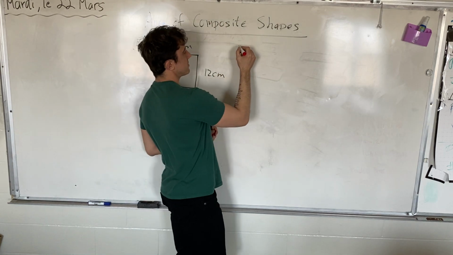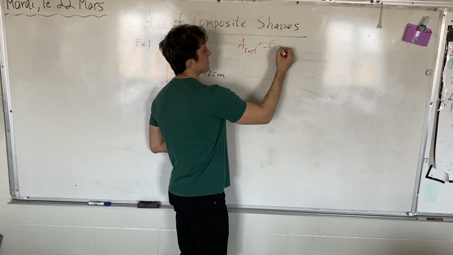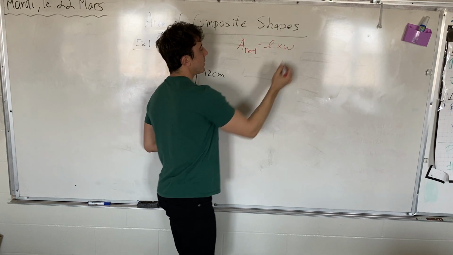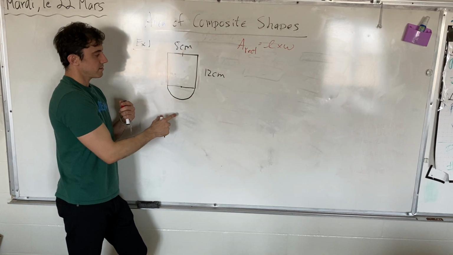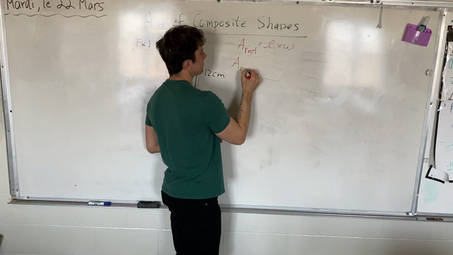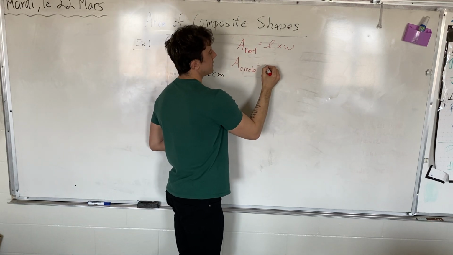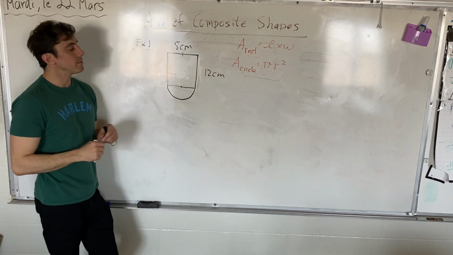And I'm going to remind you guys, before we begin, that the area of a rectangle is the length times the width. So length times the width. And this little guy is a fraction of a circle, and the area of a circle is pi times the radius squared, pi r squared, okay?